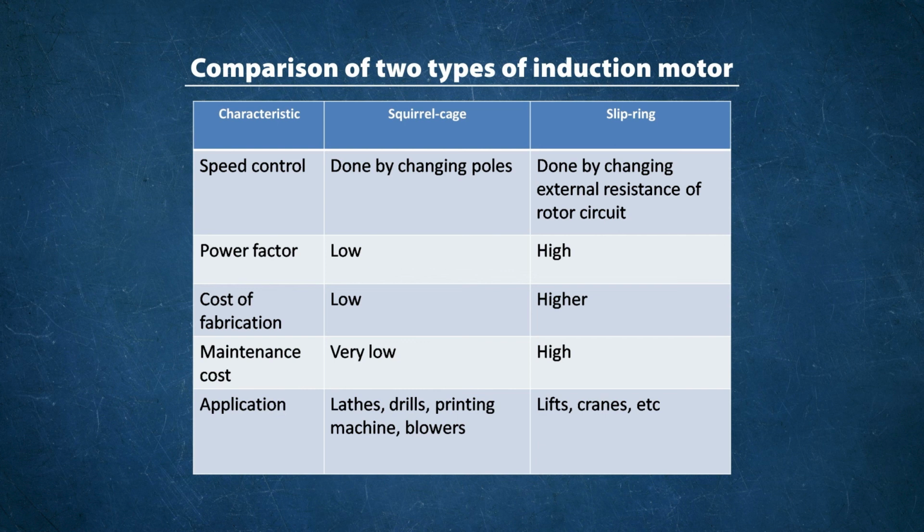Applications, I have already mentioned. They are used in lathes, drills, printing machines, blowers, where a constant speed is required. Squirrel cage motors are used. But slip ring motors are used where high starting torque is required, that is lathes, lifts, cranes, elevators. So the slip ring motors are used in such applications.